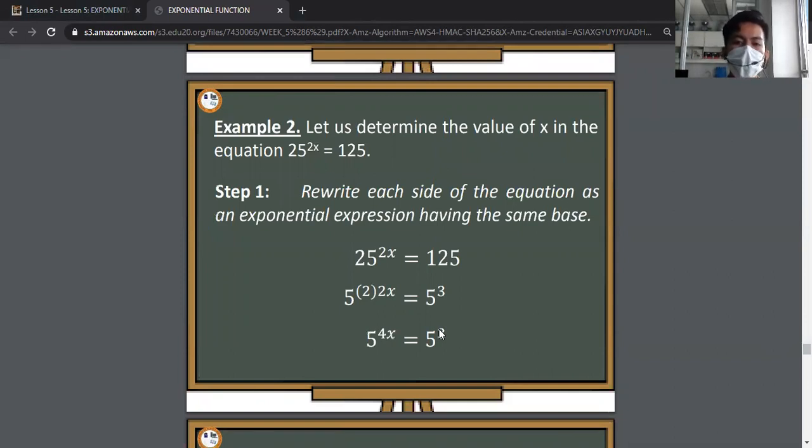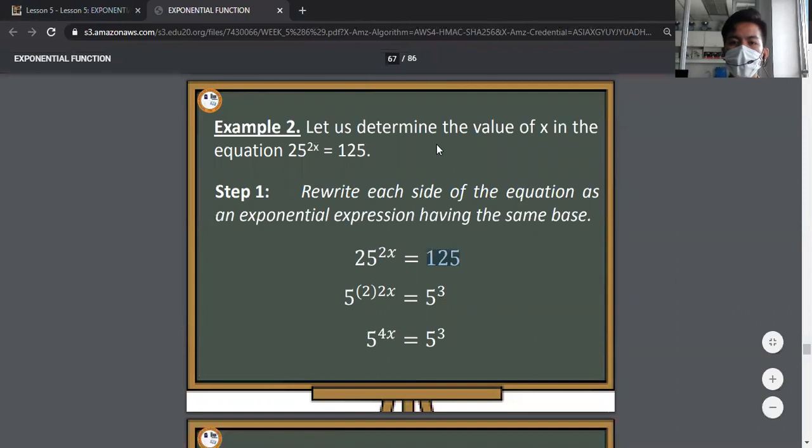So another example, let us determine the value of x in the equation 25 raised to 2x is equal to 125. So, kailangan po gawin po natin sa base po natin maging 25 po itong 125. So, 125 is equal to, sulat ko po ulit para makita nyo.